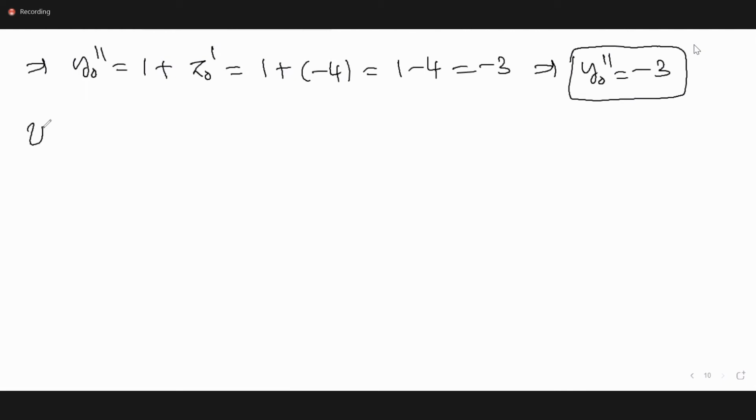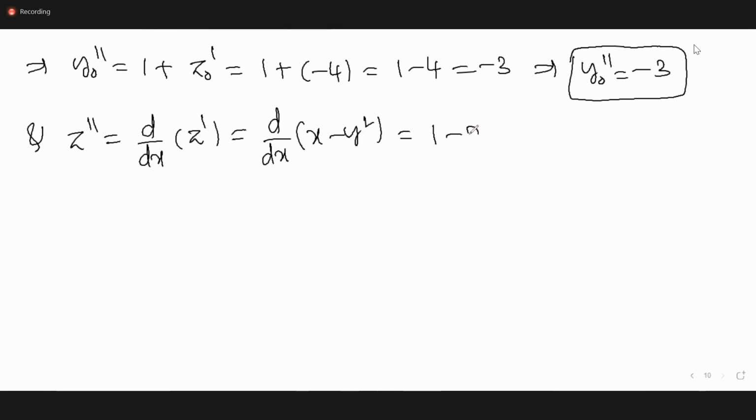And z double dash is equal to d by dx of the first order derivative. So d by dx of what is z dash? x minus y square. So 1 minus 2y into y dash, the derivative of y square. First, differentiate the power 2, into y power 2 minus 1, into differentiation of y with respect to x, that is y dash. So z double dash is equal to 1 minus 2y y dash.